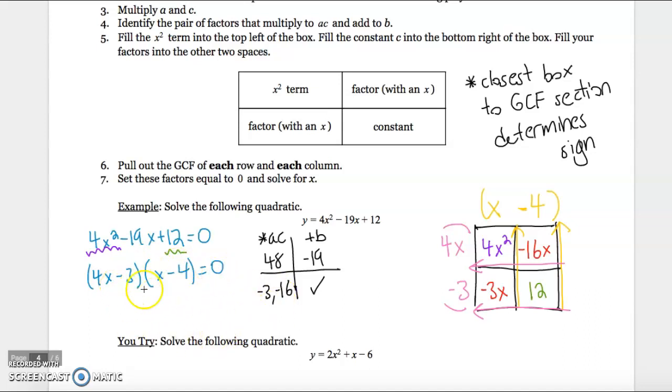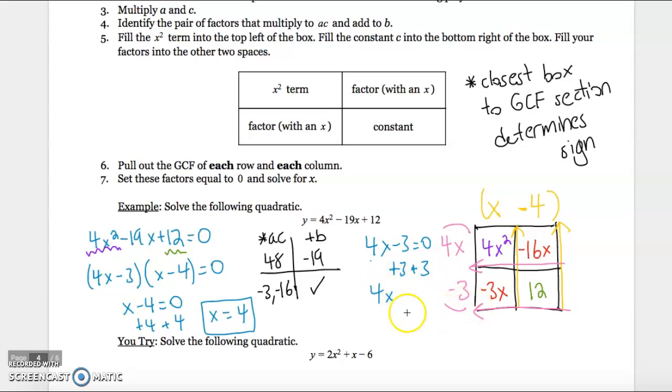And then what I'm going to do is, because we're solving, I'm going to set each of these factors separately equal to 0 and then solve. So I'll do my x minus 4 equal to 0 right here. That's 4. So x equals 4 is one of my solutions. And then I take my other factor, 4x minus 3, set that equal to 0. Add 3 to both sides. I get 4x equals 3. And then I divide by 4 on both sides. So then I get x equals 3/4 is my other solution, my other x-intercept, my other root.